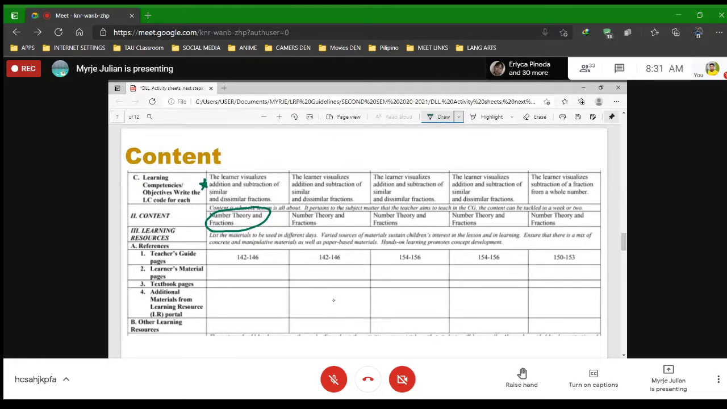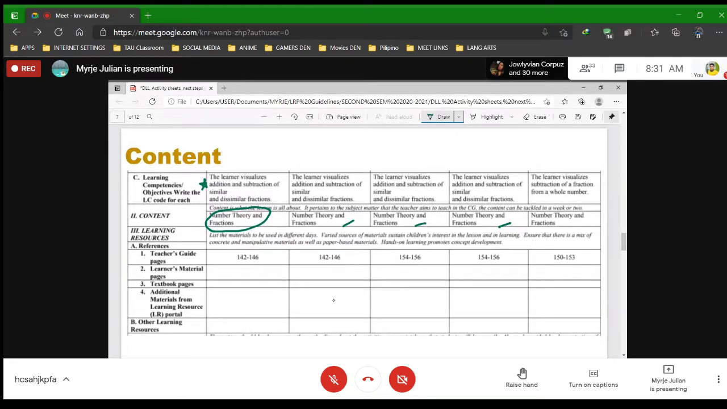Okay? Kaya niya nasabing number theory ito because it is more on basic operations and fractions, which is somehow acceptable naman siya. Number theory and fraction. These terms here are aligned to the learning competencies. If the content provided is aligned to the learning competencies, accepted na siya. Now, let's move to the learning resources.